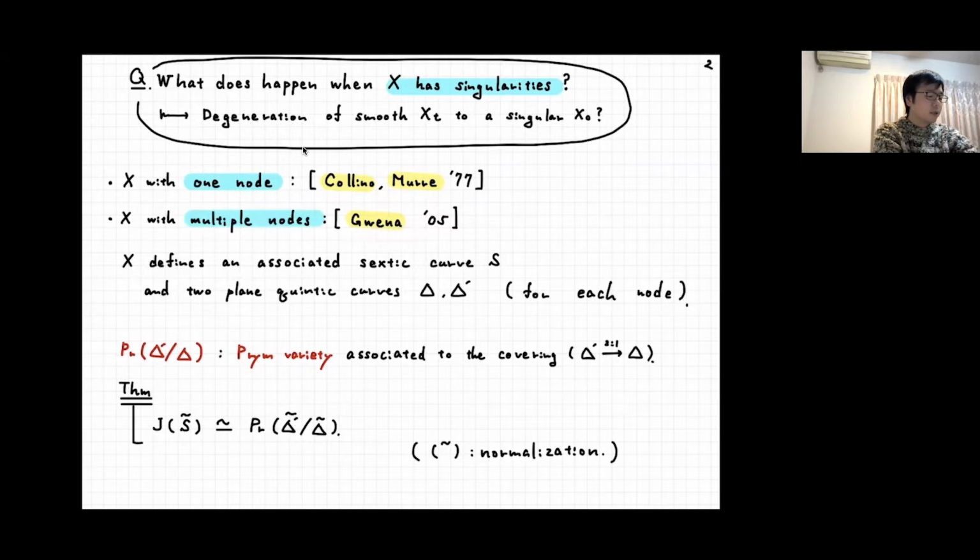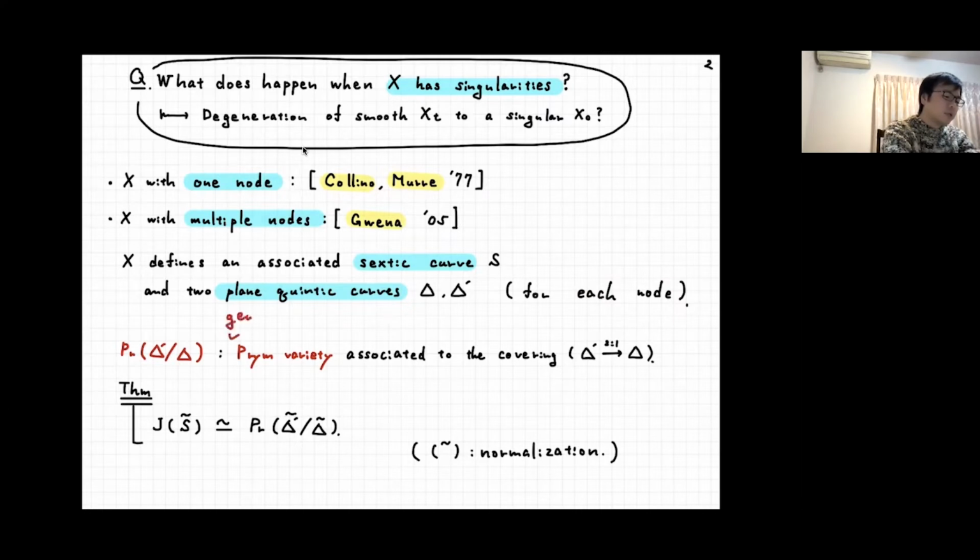Even in these cases, starting from the cubic threefold X, we obtain an associated sextic curve S, and similarly to the case of smooth cubic threefolds, we can also define two plane quintic curves delta and delta prime. So a sextic curve and two plane quintic curves. These S and delta prime are defined for the choice of each node in the case of multiple nodes.